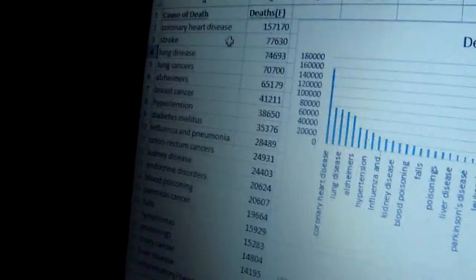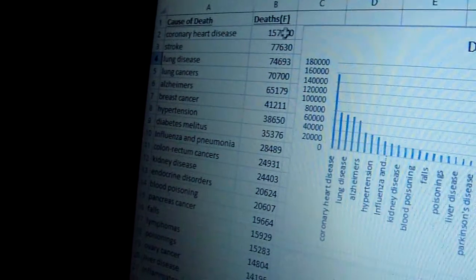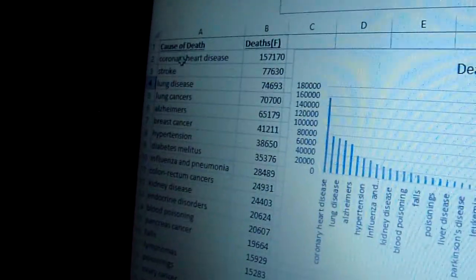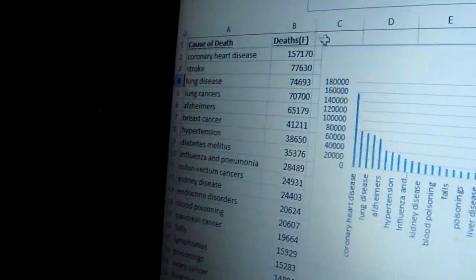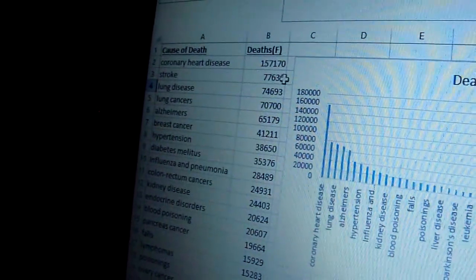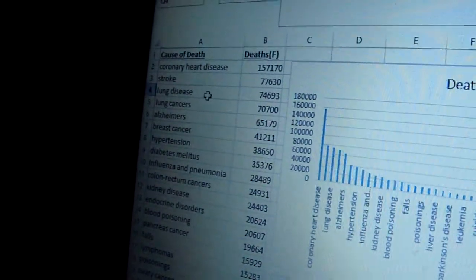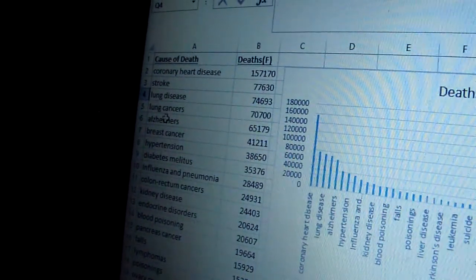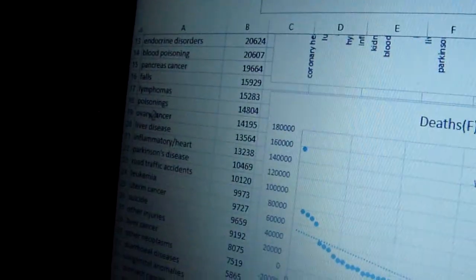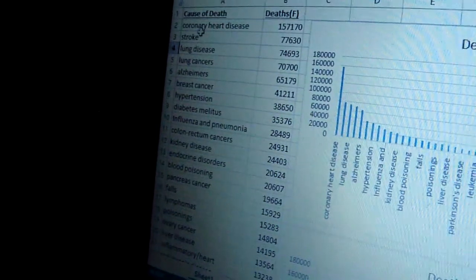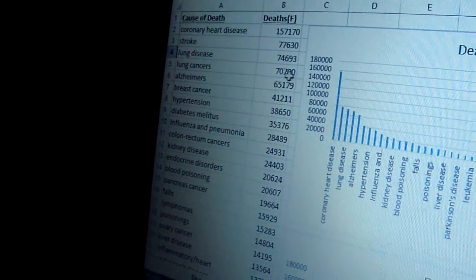Okay, this data represents all the deaths that happened in 2016. It shows what caused the deaths, and heart disease was the highest cause of death in 2016, and then stroke, then lung disease and lung cancer, Alzheimer's, and it goes all the way down to falls and suicide and leukemia, all this stuff, and it shows the deaths.